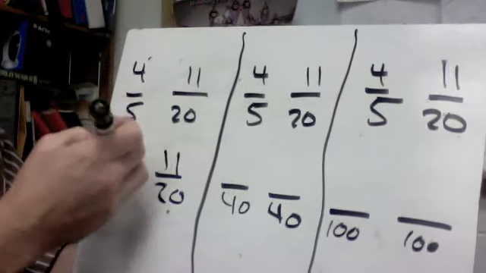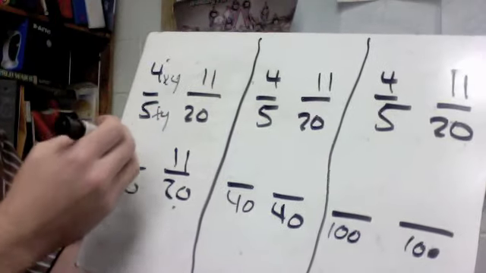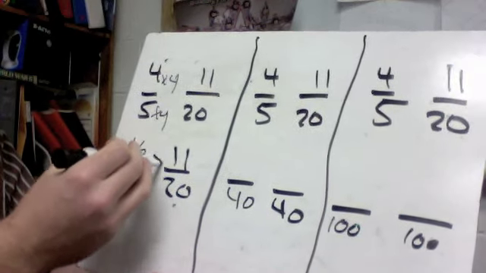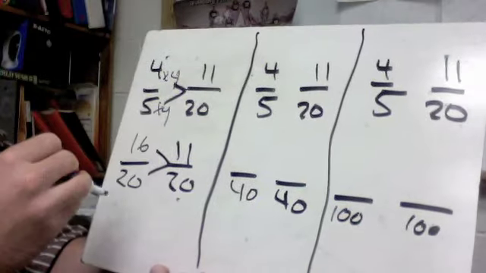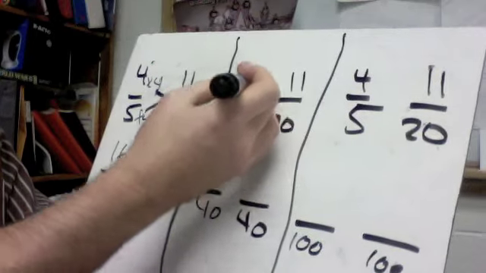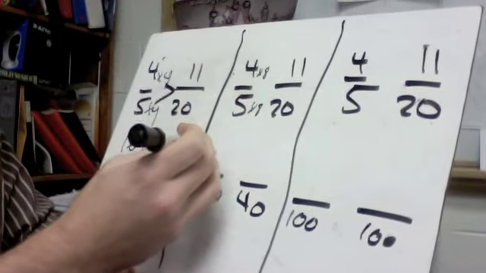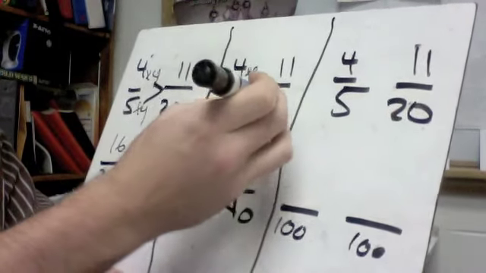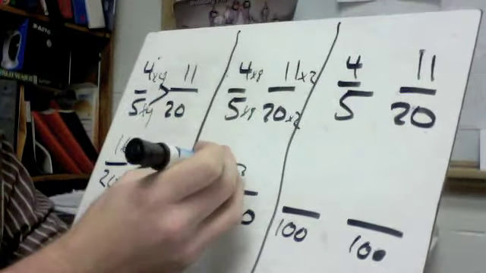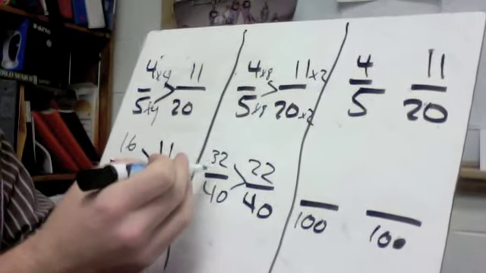Okay, 5 to get to 20 would be times 4, times the top by the same thing. We get 16. 16 twentieths is bigger than 11 twentieths. So we can put that in there. Okay, down here, 5 to get to 40 would be times 8, and that's times 8. Okay, 4 times 8 is 32. 20 to get to 40 is just times 2. 11 times 2 is going to be 22. So that's bigger, more 40ths over here.